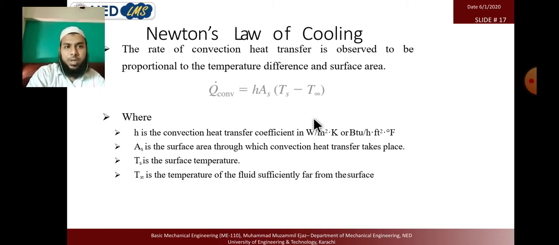Anyway, now we need to come to the numericals. We know the Newton law of cooling formula: Q, the heat transfer rate, is h A_s (T_s minus T_infinity). T_infinity is the surrounding temperature, T_s is the hot body temperature, A_s is the surface area of the hot body, and h is the heat transfer coefficient.